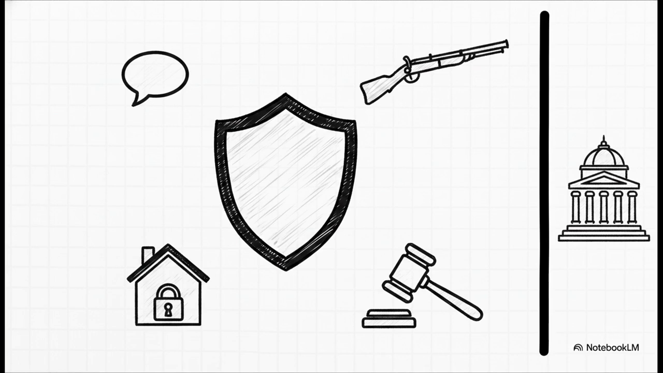This brilliantly illustrates the specific boundaries placed on government action. The First Amendment protects your freedom of speech, religion, press, and assembly. The Second Amendment protects the right to keep and bear arms. The Fourth protects your house from unreasonable searches. And the Fifth guarantees due process of law and protects you from self-incrimination. The government simply cannot cross these lines.